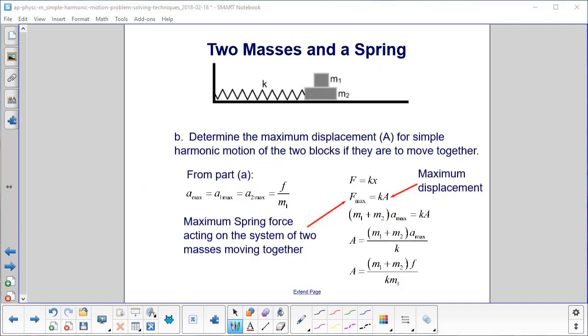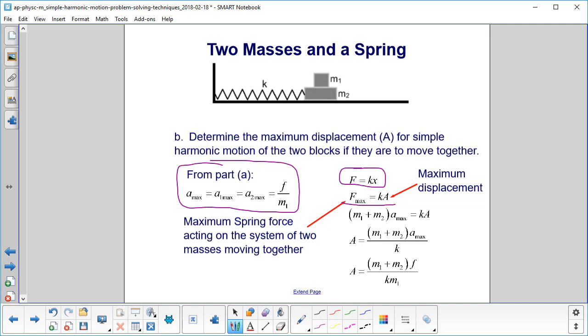Find the maximum displacement A for simple harmonic motion of the two blocks if they move together. Well, here's what we have from the previous section, part A. We found the acceleration, it's F over M1. Now we're going to use Hooke's law, F equals Kx, and our maximum spring force acting on the system of two masses moving together will occur when we are at maximum displacement. So we have the equation here, F max is equal to KA.